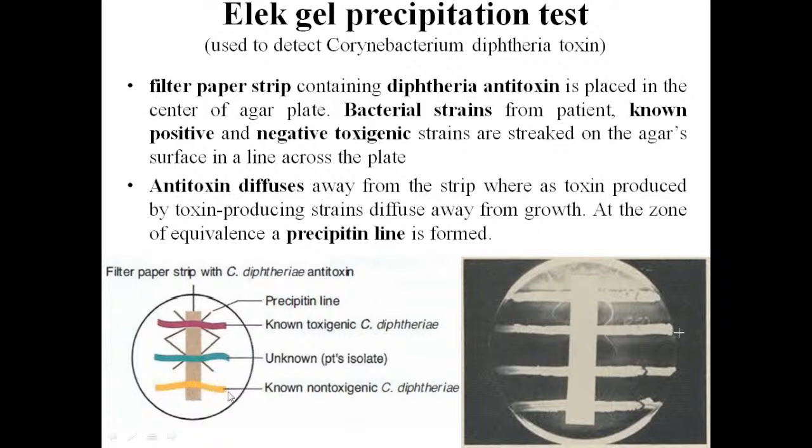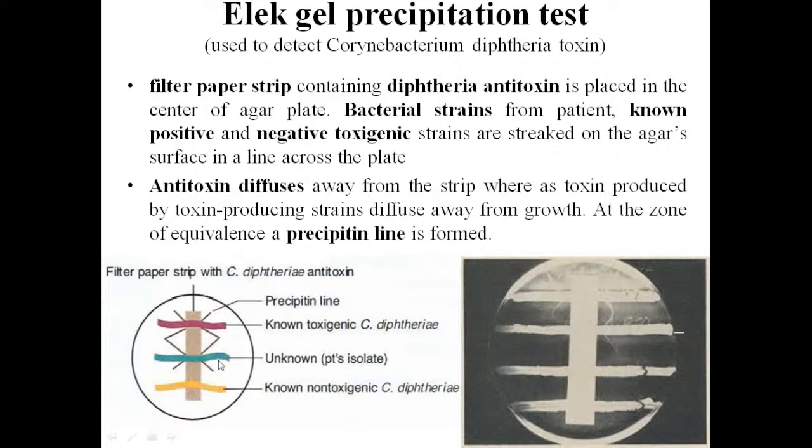Non-toxigenic means that they don't produce toxin. After some time, antitoxin or antitoxic serum diffuses away from the strip, whereas the toxin produced by toxin-producing strains diffuses away from the growth, from the culture here. At the zone of equivalence, a precipitin line, this one, is formed. If this line is formed, it means this strain is Corynebacterium diphtheriae that produces toxin.